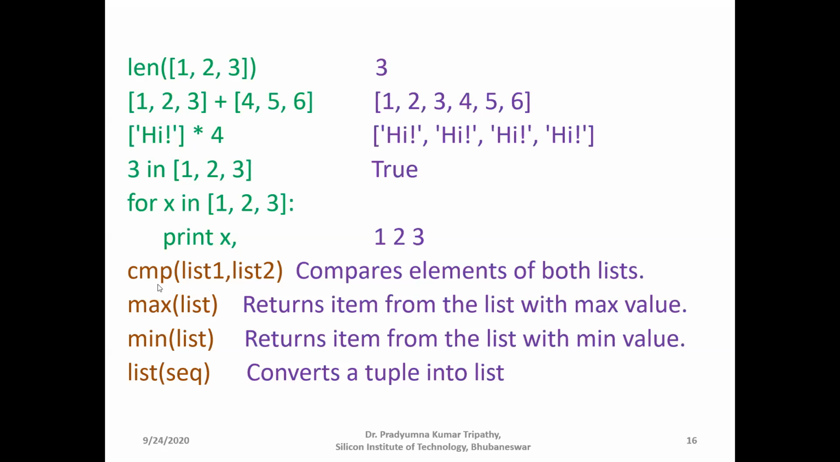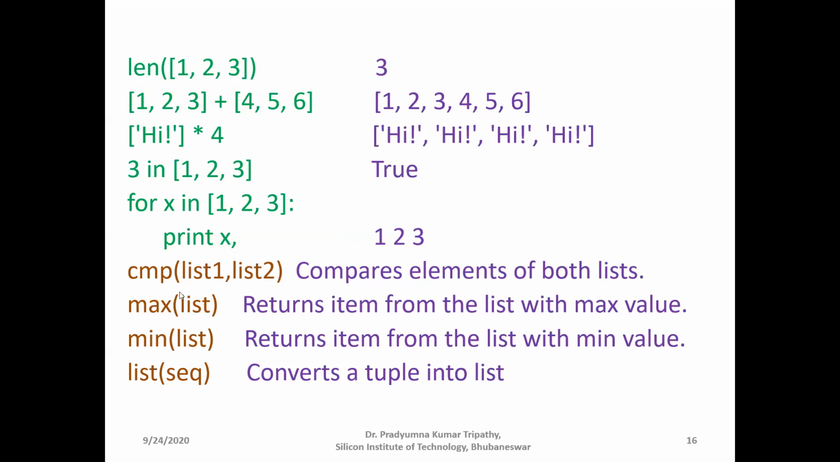Similarly, we can compare two lists. CMP is the function that is used, compare list 1, list 2. So it compares elements of both lists and returns what? Wherever the first match is not found, wherever this match is not found, it will show you.